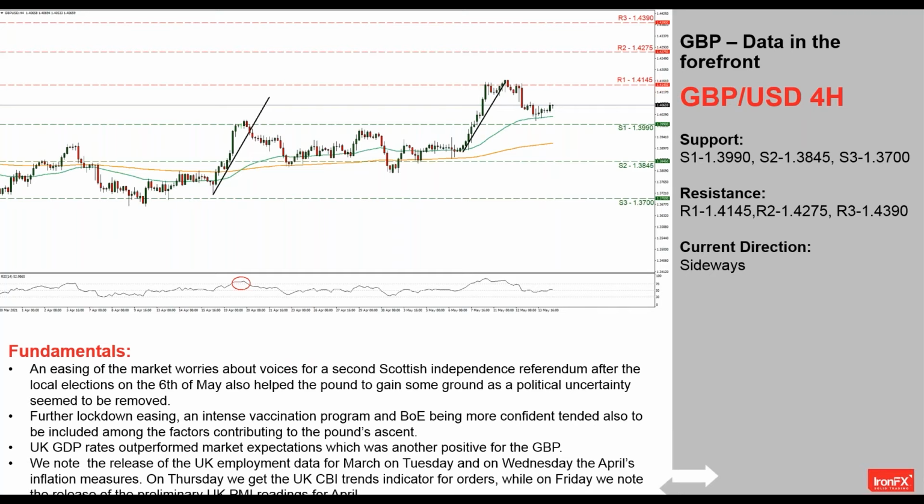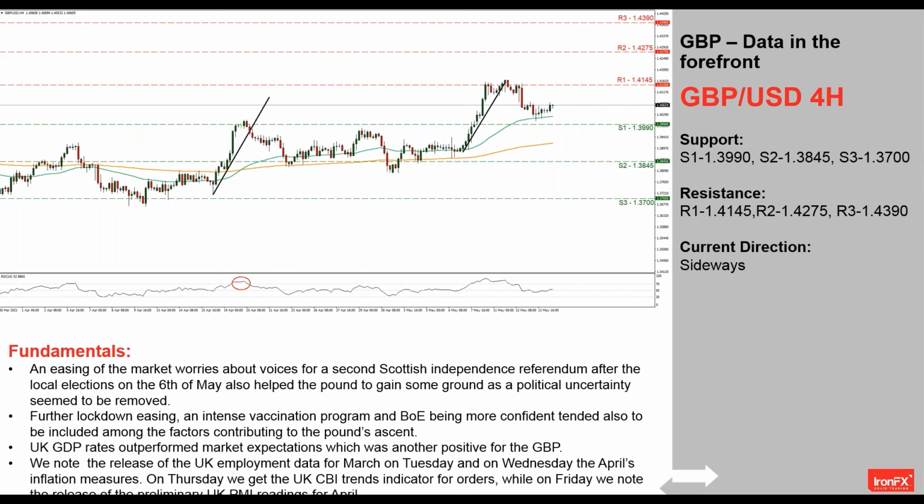It should be noted that an easing of market worries about voices for a second Scottish independence referendum after the local elections on the 6th of May also helped the pound to gain some ground, as the political uncertainties seemed to be removed. Further lockdown easing, an intense vaccination program, and BOE being more confident tended also to be included among the factors contributing to the pound's ascent.